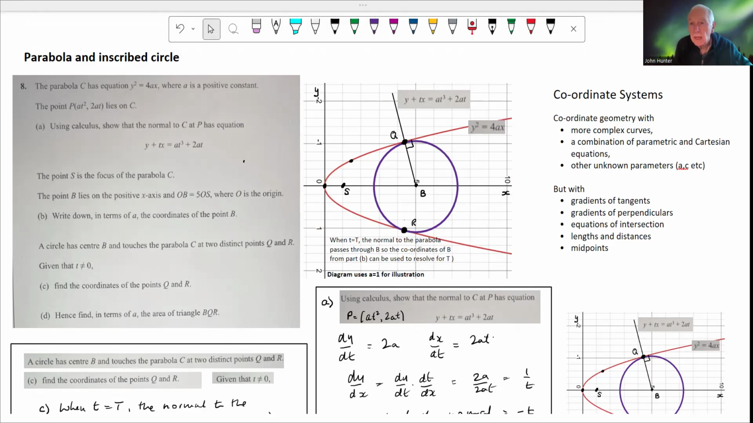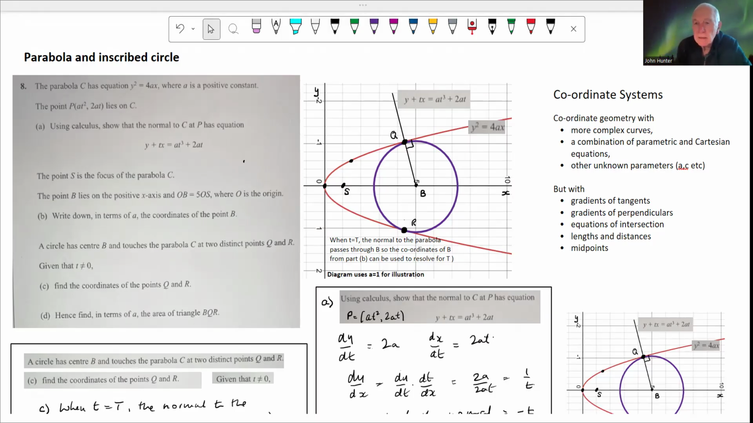But as we go over here, essentially we've got more complex curves. In this case it's a parabola, but we've got hyperbolas, ellipses, and so on. The problem is quite difficult in the sense that we've got a combination of parametric and Cartesian equations all rolled into the same problem. At A level, there's much more distinction as to whether you're working with your parameter or with your Cartesian variables. And then we've got other unknown parameters, a, c, in this particular one, which are unknowns, which add to the complexity.